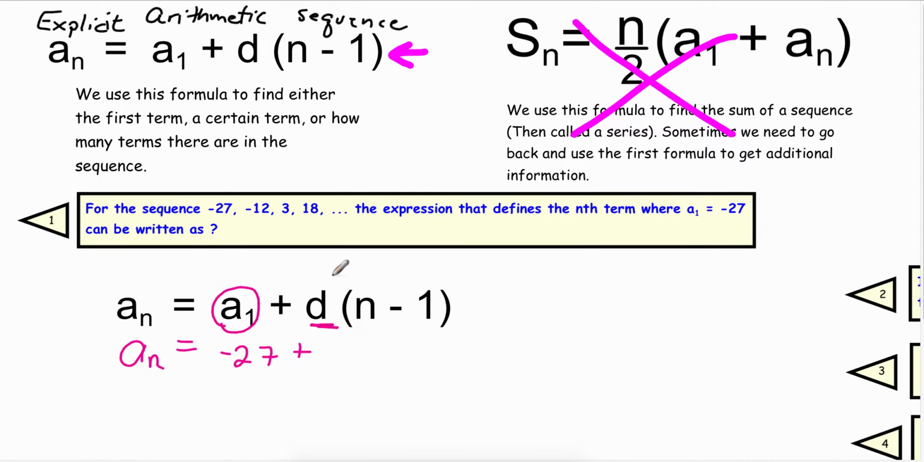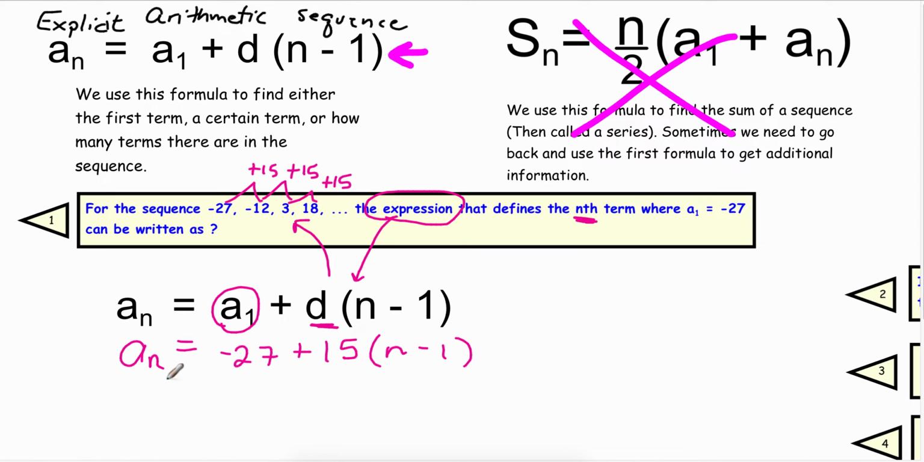The difference. Well, I set you up with an arithmetic sequence. In other words, you should realize that from negative 27 to negative 12, we added on 15. And then to get from negative 12 to positive 3, we added on 15. And then to get from 3 to 18, we added on 15. So that's my difference, 15. And I don't know what n is because they didn't tell me where to go. And that's it. This is an expression.